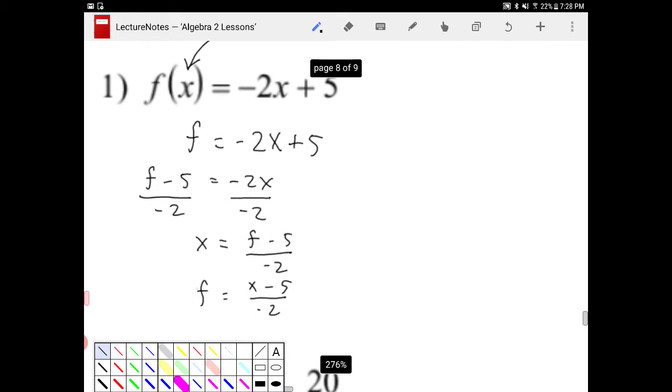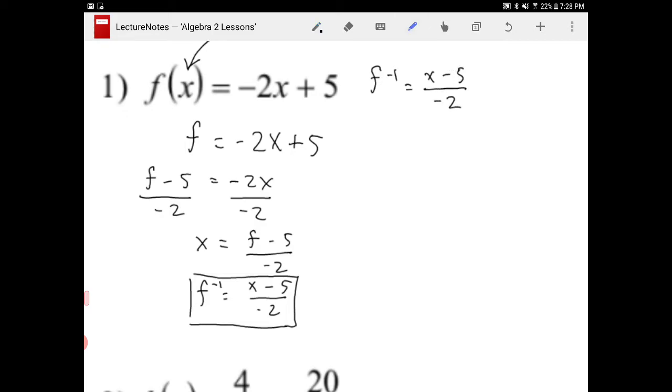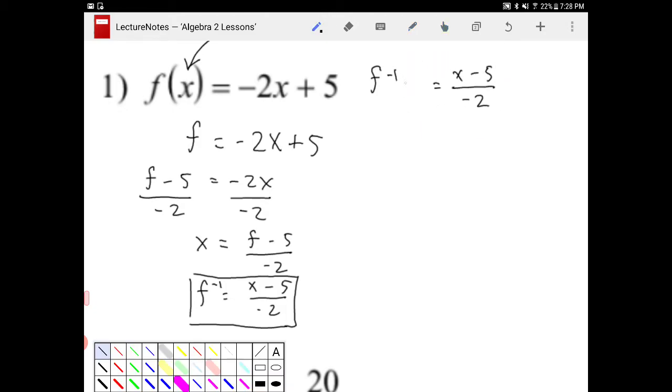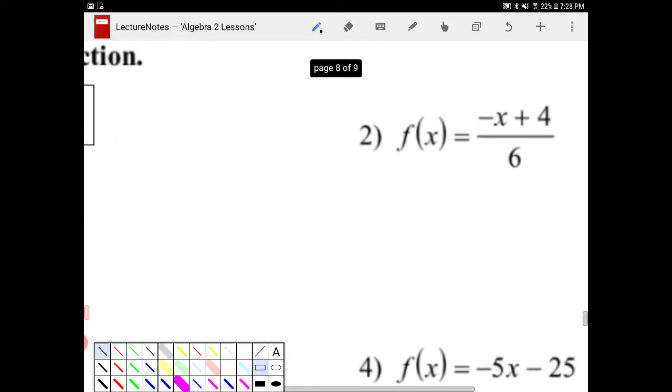And what this is, is the inverse function. So this is my inverse function. So f inverse is equal to x minus 5 all over negative 2, to write it in function notation. That's my solution there. All right, let's take a look at the next one.